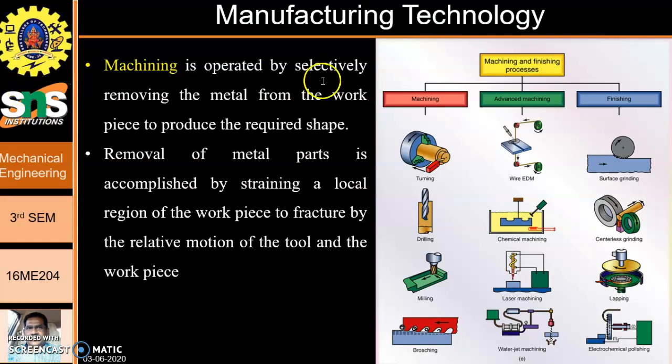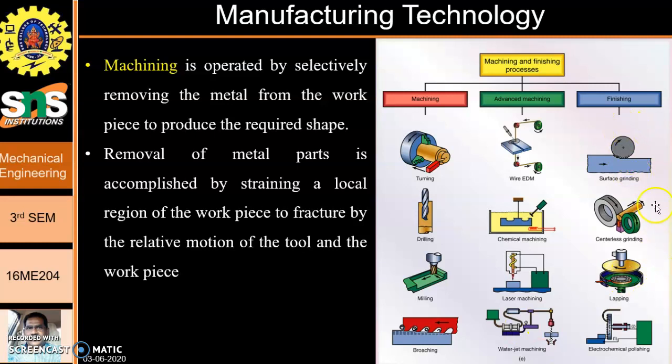The various types of machining and finishing processes are shown here. We have turning, wire EDM, drilling, milling, and broaching. These are the four types of machines we should know, which are fundamentals. In advanced machining, we go to wire EDM, chemical machining, laser machining, and water jet machining, etc. Knowledge about all these machining processes is definitely required for a mechanical engineer, because he is the one who is supposed to make, in physical form, what has been conceived by the designer.